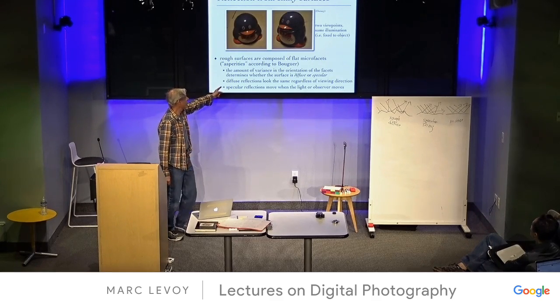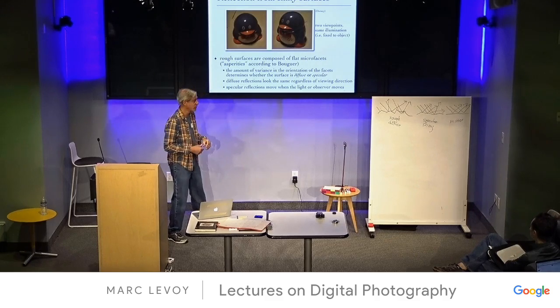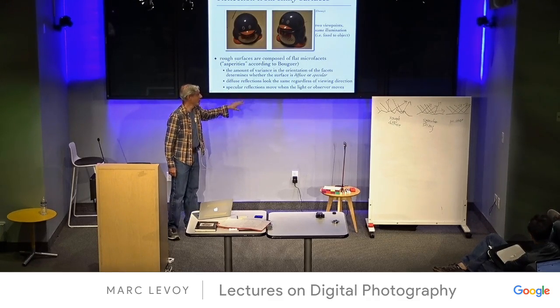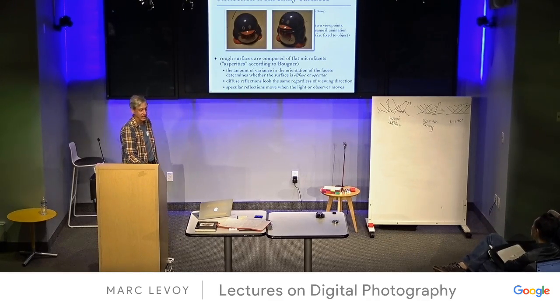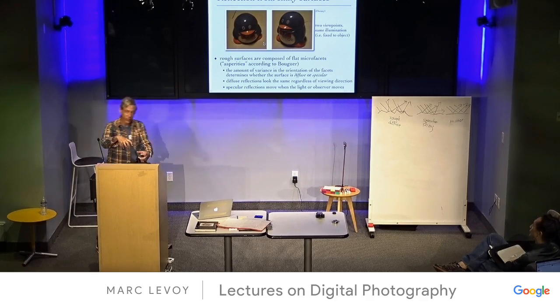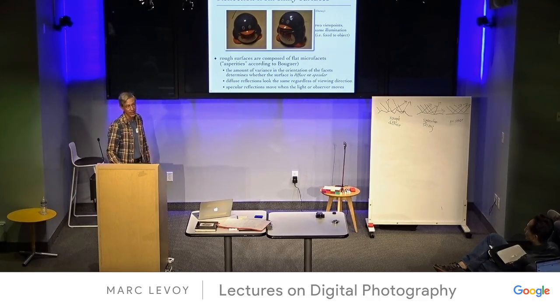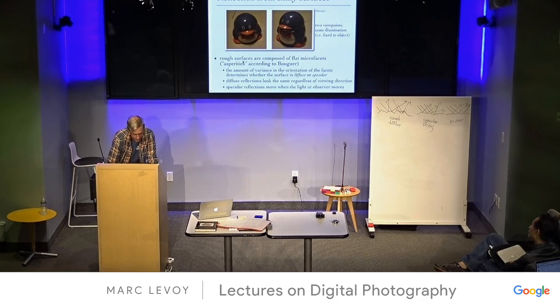So diffuse reflections look the same regardless of viewing direction, so it doesn't matter which way you look. But a specular reflection moves when the observer moves, and you can see that in this example here, where the light source is fixed to the object, and we're just moving the observer, and that little shiny spot moves from one place to another. That is, of course, something you have to think about when you think about photography, but we all sort of do it kind of naturally.